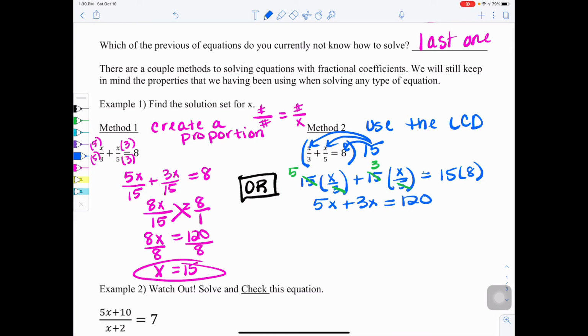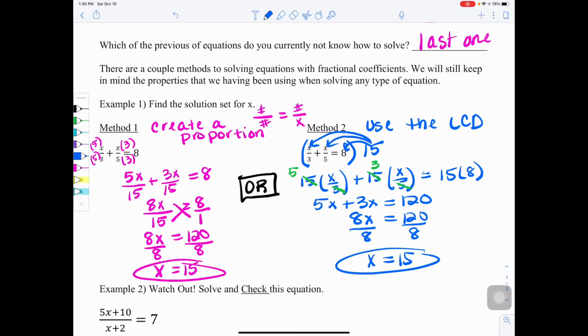So I get rid of my fractions faster this way. 5x plus 3x is 8x. And then to get x alone, I would have to divide by 8. So x is still 15, just using a different method.